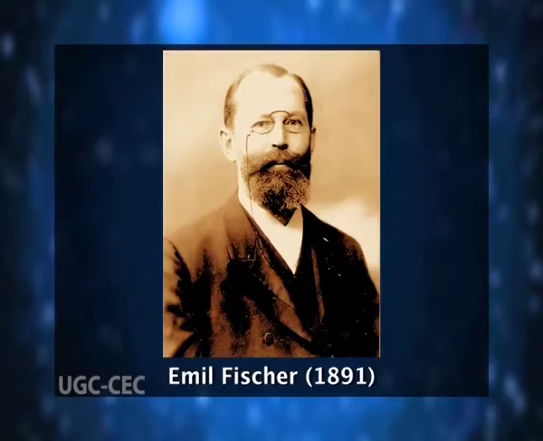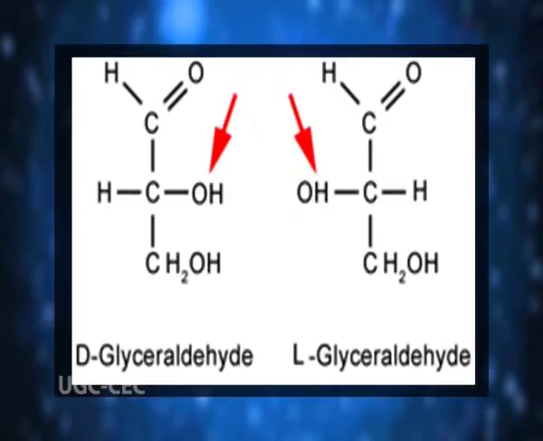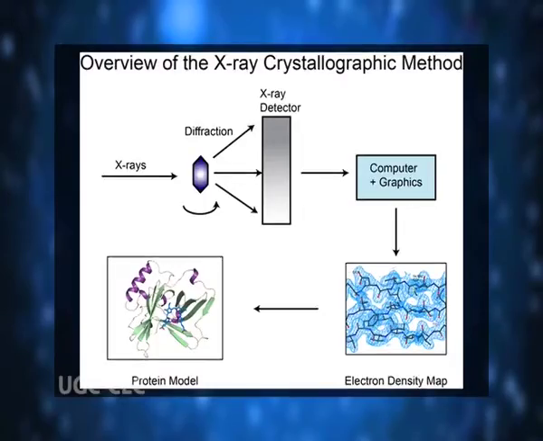Fischer therefore did the only possible thing. He made an arbitrary assignment. He assigned the dextrorotatory enantiomer an arbitrary configuration and named it D-glyceraldehyde. He named its enantiomer L-glyceraldehyde. Fischer could have been wrong, but by a stroke of good fortune he was correct, as proven in 1952 by a special application of X-ray crystallography.